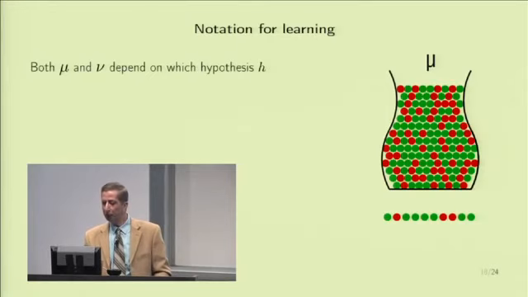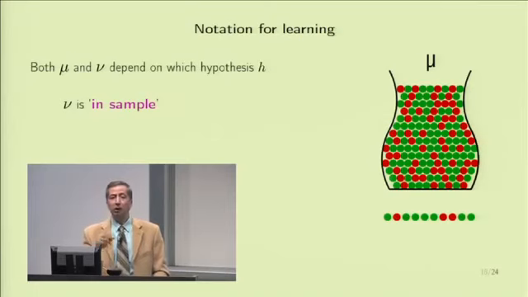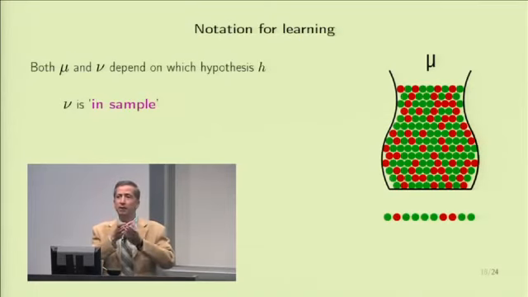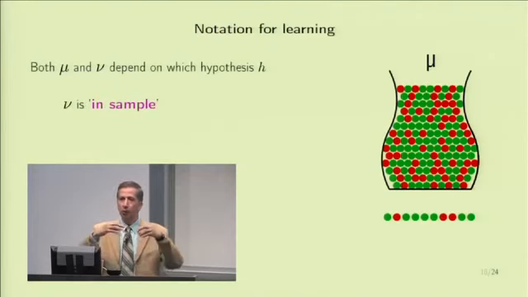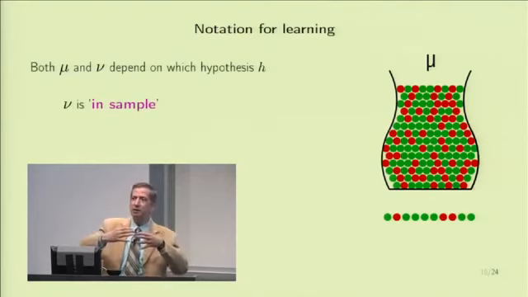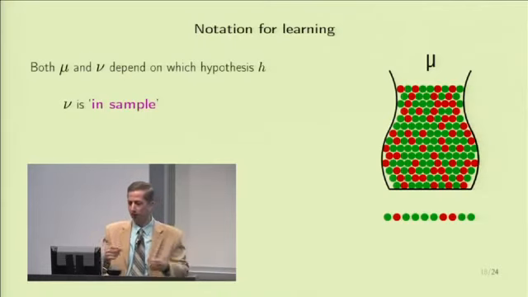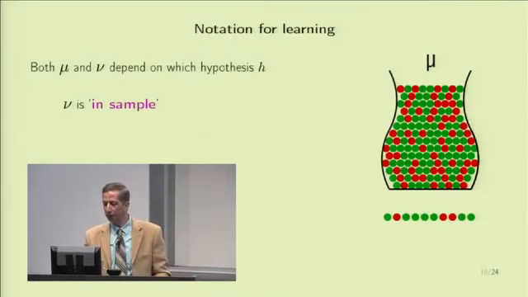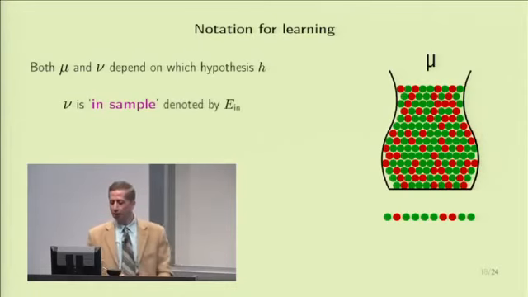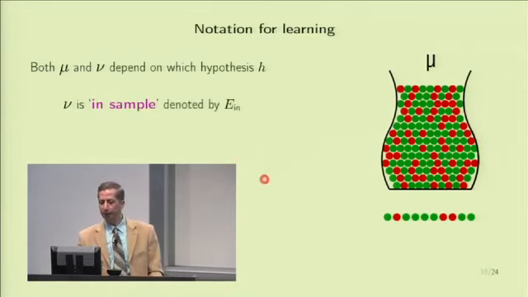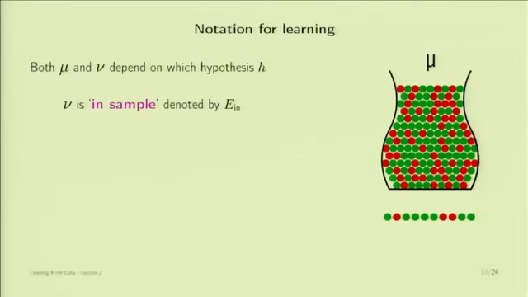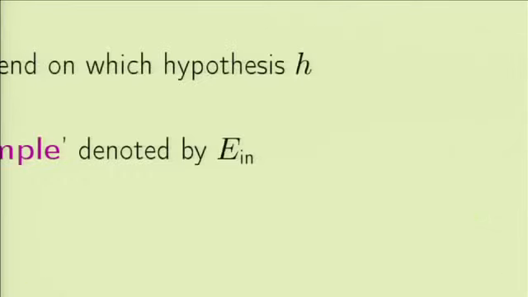So the first thing, I'm going to call mu and nu with a descriptive name. So nu, which is the frequency in the sample you have, is in sample. That is the standard definition for what happens in the data that I give you. If you perform well in sample, it means that your error in the sample that I give you is small. And because it is called in sample, we are going to denote it by E_in. I think this is worth blowing up because it's an important one. So this is our standard notation for the error that you have in sample.